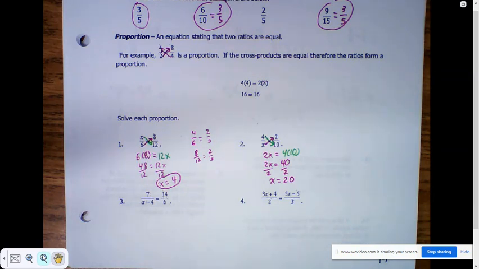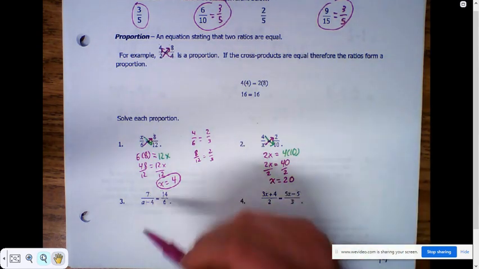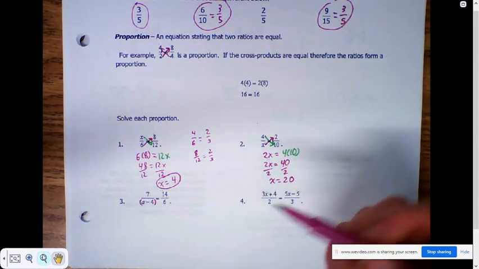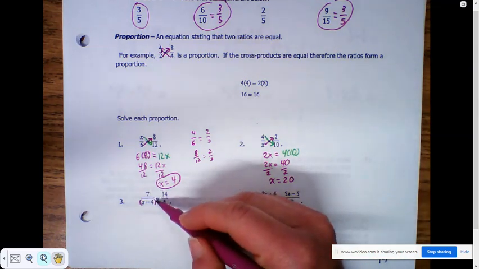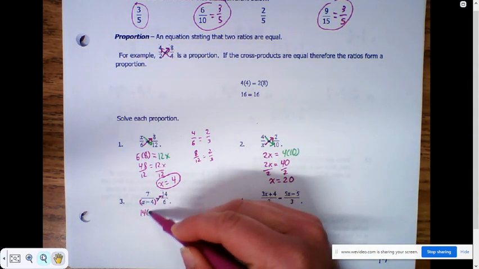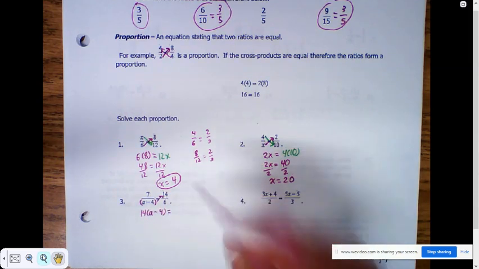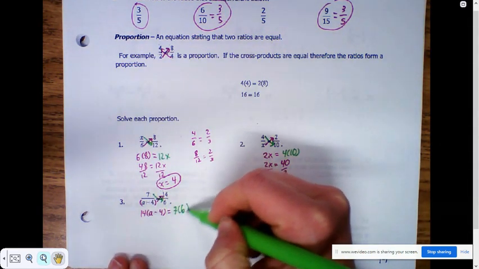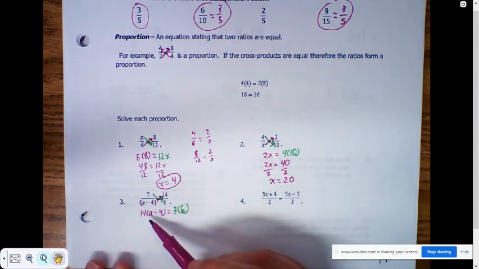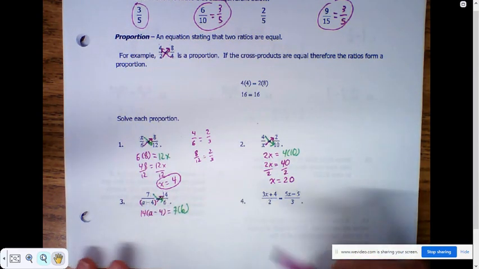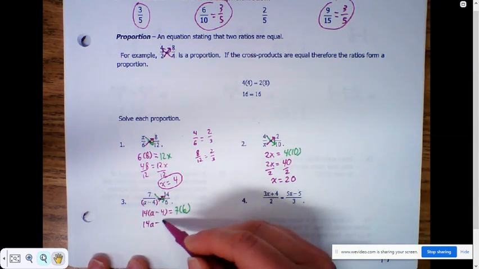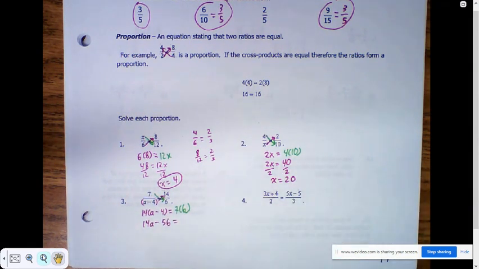Sometimes we can have variables and we can be adding or subtracting to them. Whenever you see addition or subtraction in the numerator or denominator, put parentheses around it. I'm going to put parentheses around this a minus 4. I know I have a proportion here, so I'm going to cross multiply. So it's going to be 14 times (a minus 4) equals 7 times 6. I have to remember to distribute here, so I get 14a minus 56 equals 42.